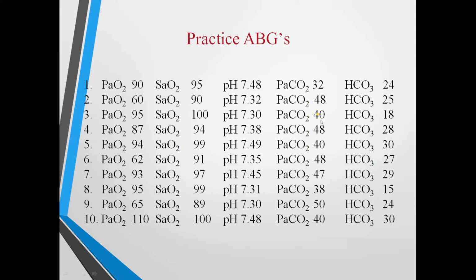5. PO2 49, SaO2 99, pH 7.49, PCO2 40, bicarb 30. Not metabolic acidosis, alkalosis. Metabolic alkalosis. Look at the pH, 7.49, PCO2 40, bicarb 30.